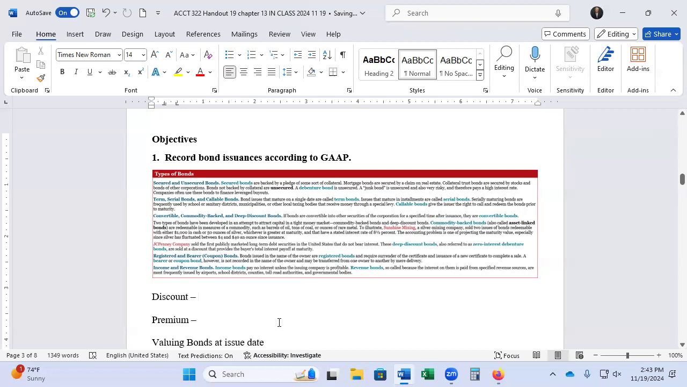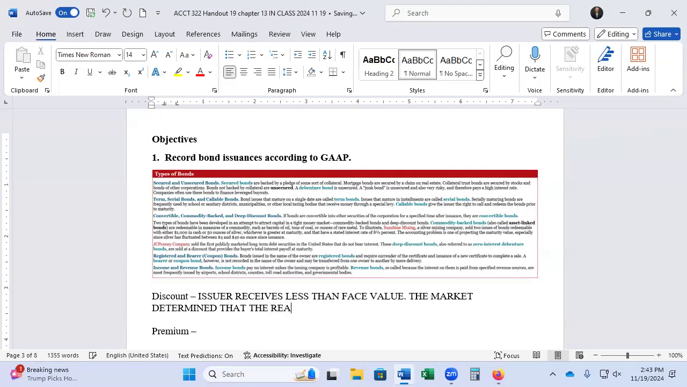Now we talk about bond discount. And so this means the issuer receives less than face value. The market determined that the rate of interest was not high enough for the risk.